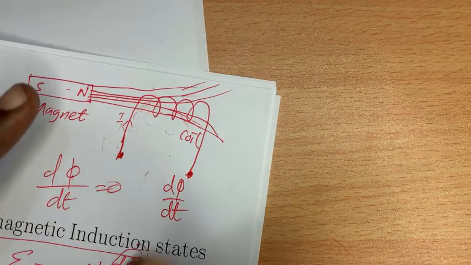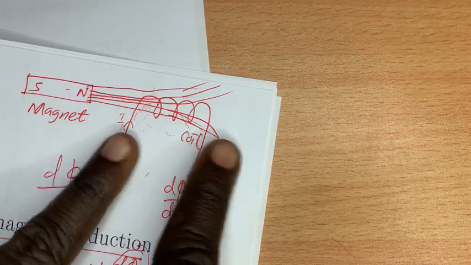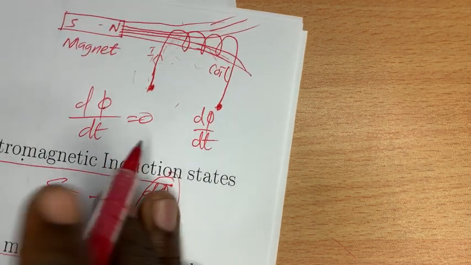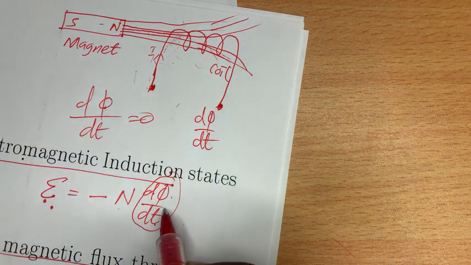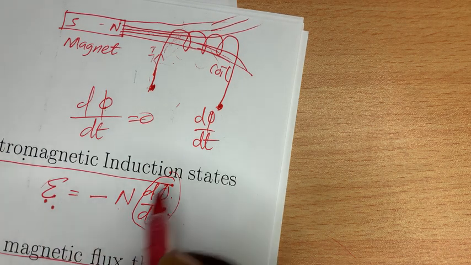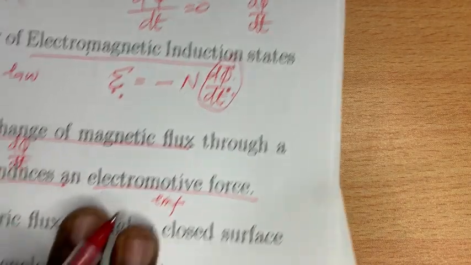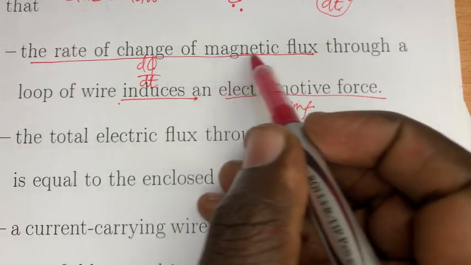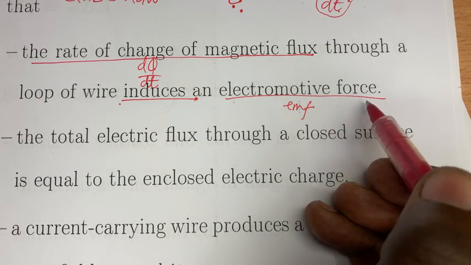And when will it be constant? It is when the magnet and the coil are stationary, or they are both moving with the same velocity. When that happens, my rate of change of magnetic flux will be 0, and the EMF will be 0. But if it is changing, whether increasing or decreasing, I will have my EMF. So the first option here is my answer: the rate of change of magnetic flux through a loop of wire induces an electromotive force.